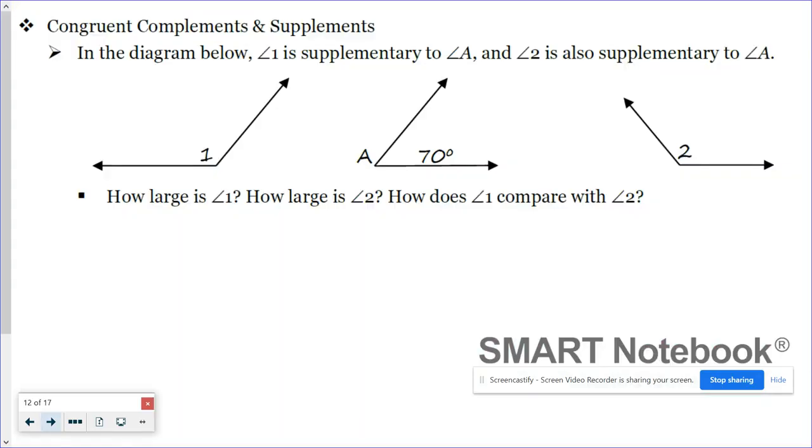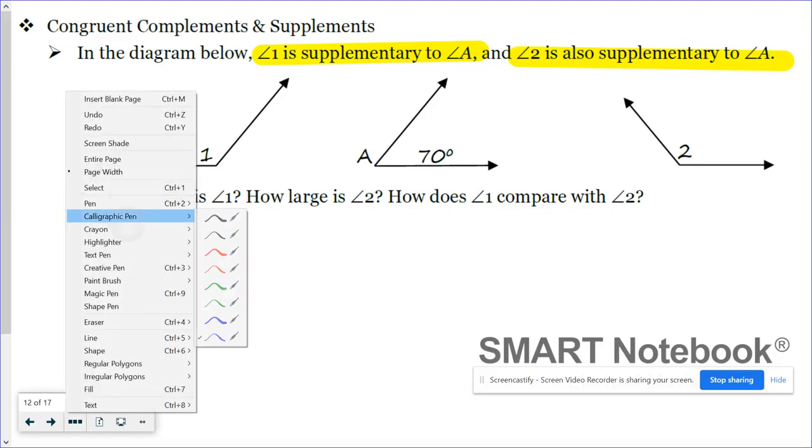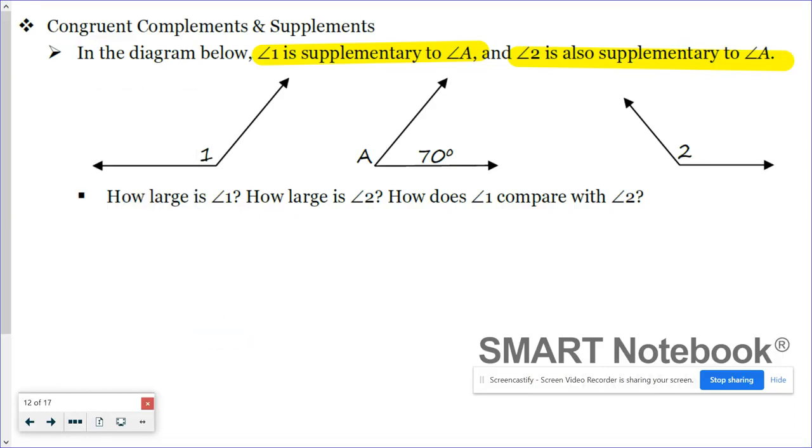Okay. So in the diagram below, angle 1 is supplementary to angle A. And angle 2 is also supplementary to angle A. Notice that the measure of angle A is 70 degrees. So, how large is angle 1? What about angle 2? How do angles 1 and 2 compare?